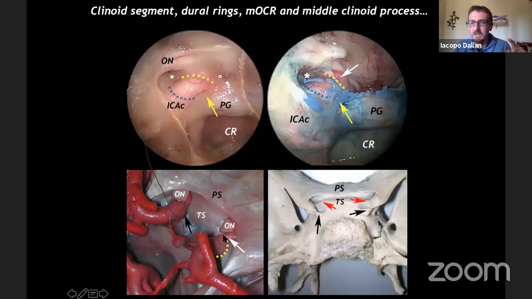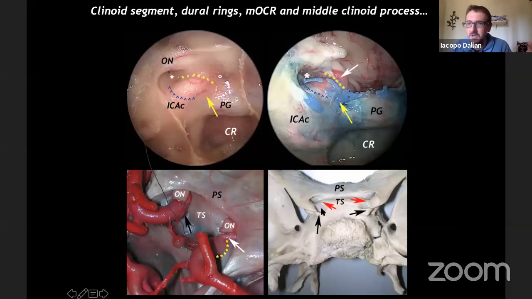Have a look at the origin of the ophthalmic artery just over there. It's above the upper dural ring. That means that if you run here, you find CSF. And if you run here, you find blood, because you are inside of the cavernous sinus or the superior intercavernous sinus. And here, you have the middle clinoid process that is not corresponding to the medial opticocarotid recess. They are two different positions. And you say, oh, what is the interest in the middle clinoid process?